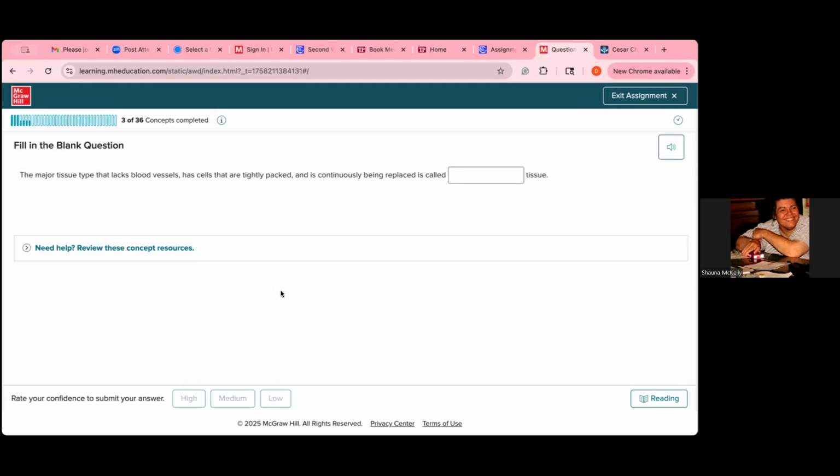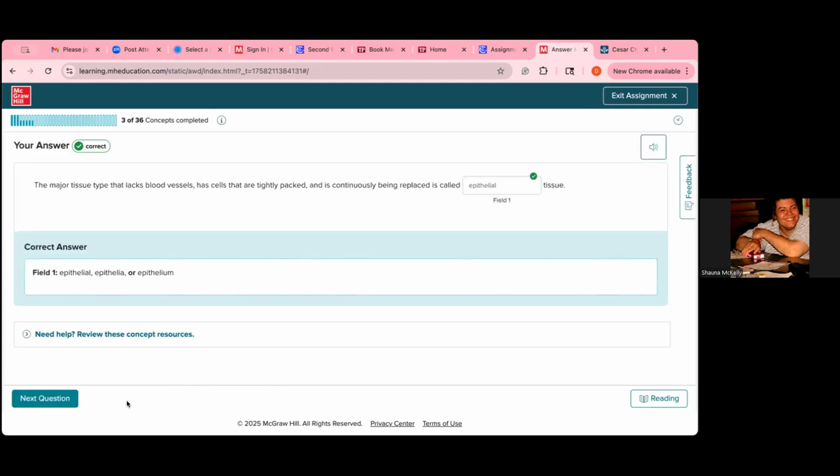That's why if you get something on your skin, it heals faster, because those cells replicate more quickly. That's epithelial tissue. Epithelial. There you go.